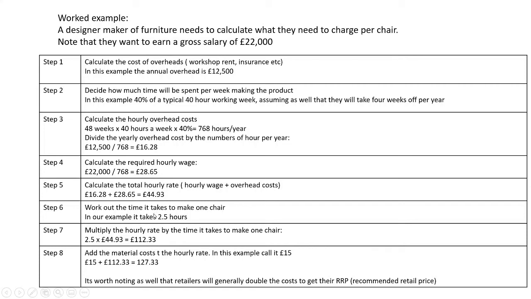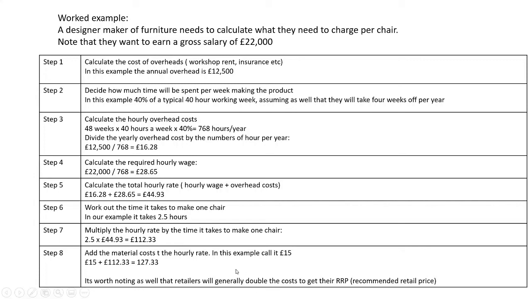Then add in the materials cost to the hourly rate. So in this example, materials cost per chair is £15, which then gives you a total of £127.33. So that's how much it costs to make one chair, including the maker's time's worth. That's how much it's going to cost me in terms of my labour, in terms of my materials, in terms of resources, everything. That's how much a manufacturer would charge.